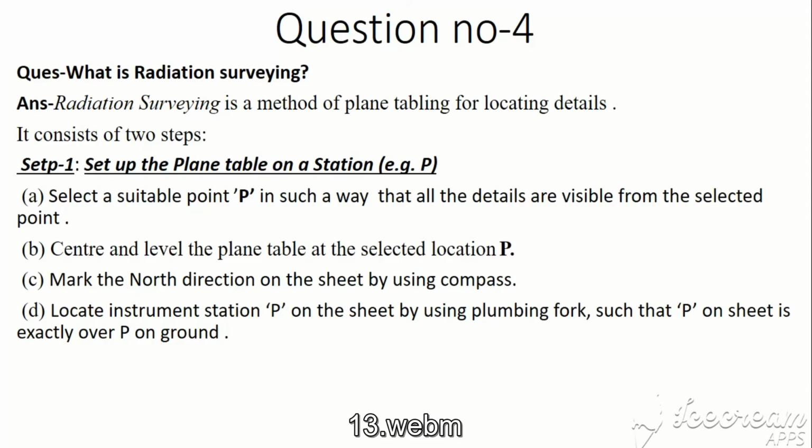The question is, what is radiation surveying? The radiation surveying is a method of plane tabling for locating the details. It consists of two steps. The first step is setting up the plane table on a station, say P. For doing so, select a suitable point P in such a way that all the details are visible from the selected point. After that, center and level the plane table at the selected point P. Mark the north direction on the sheet by using a compass. Locate the instrument station P on the sheet by using a plumb bob such that P on the sheet is exactly over the point P on the ground.